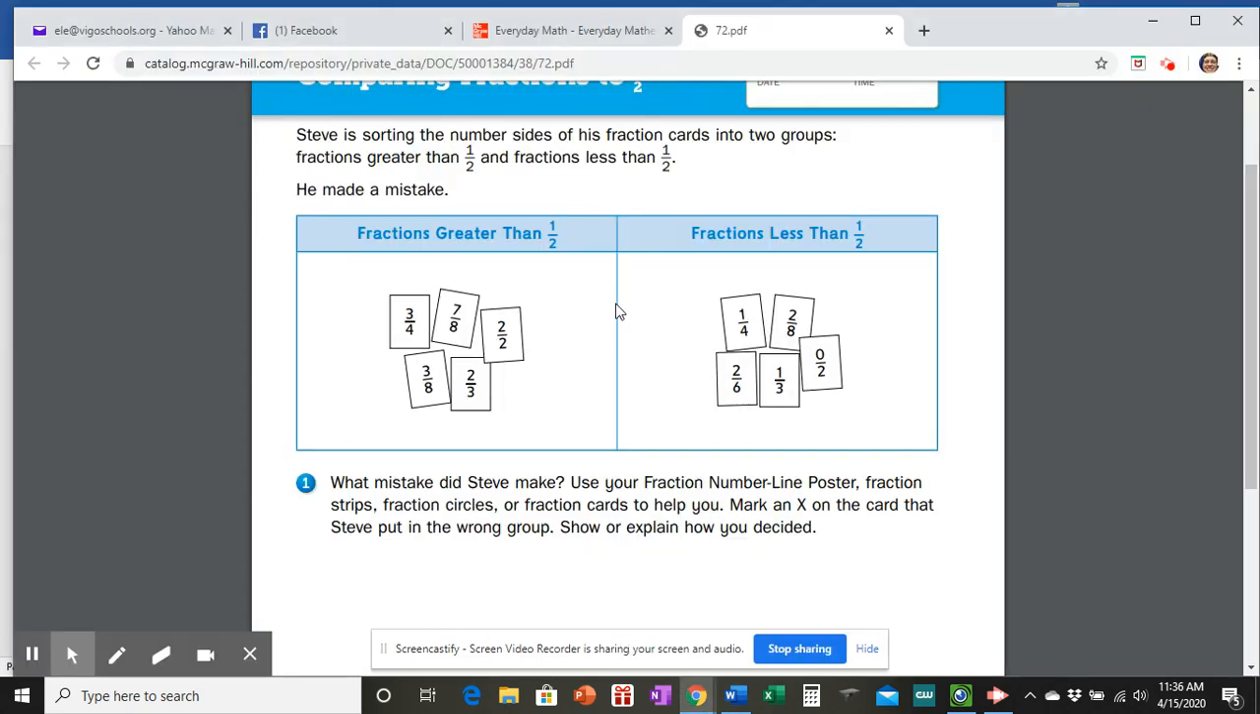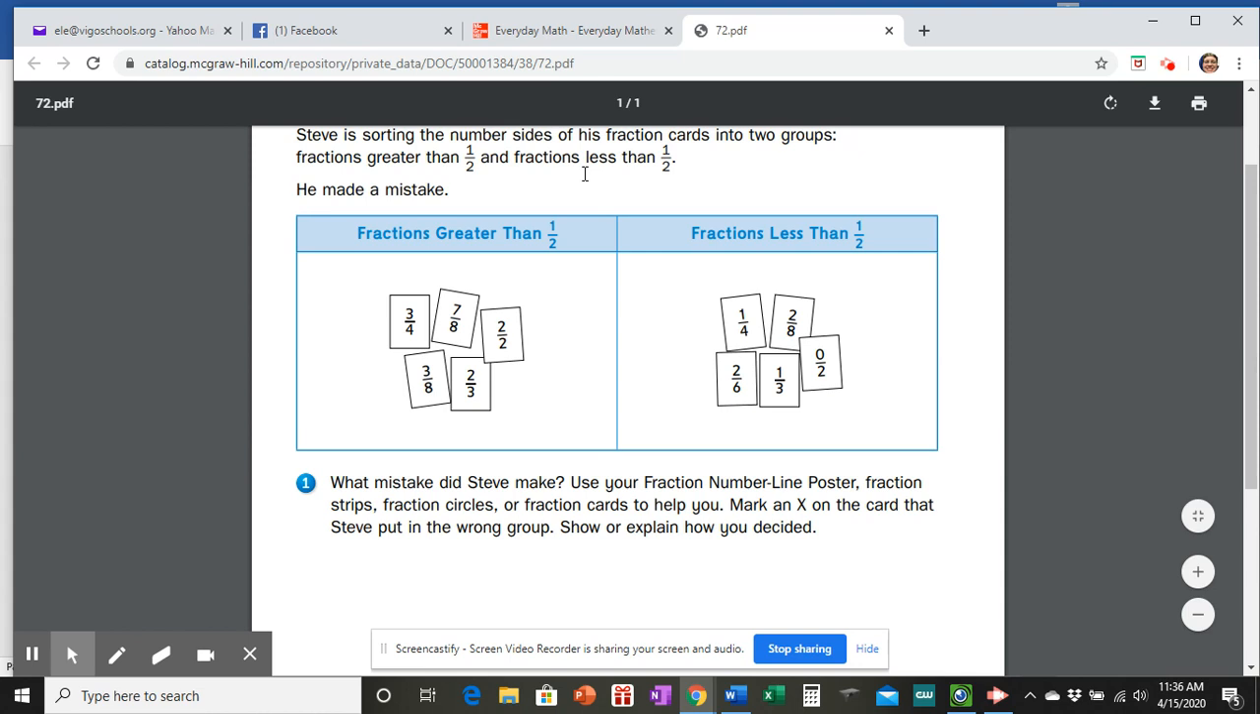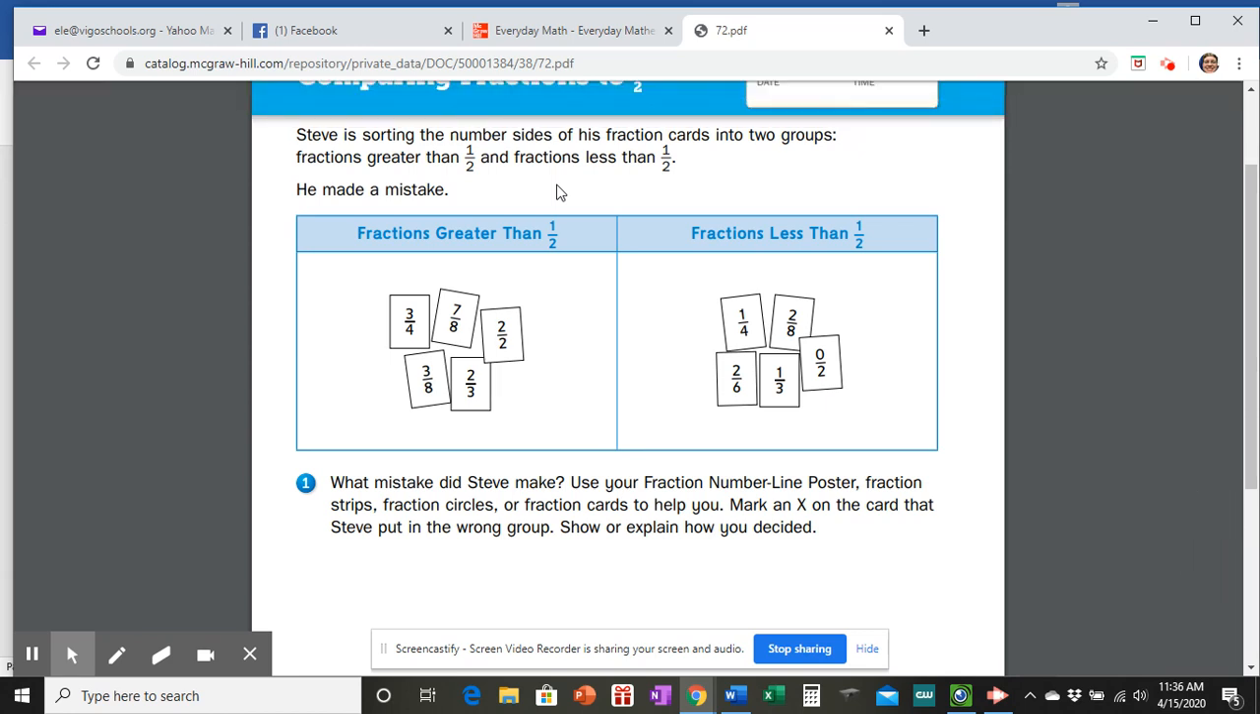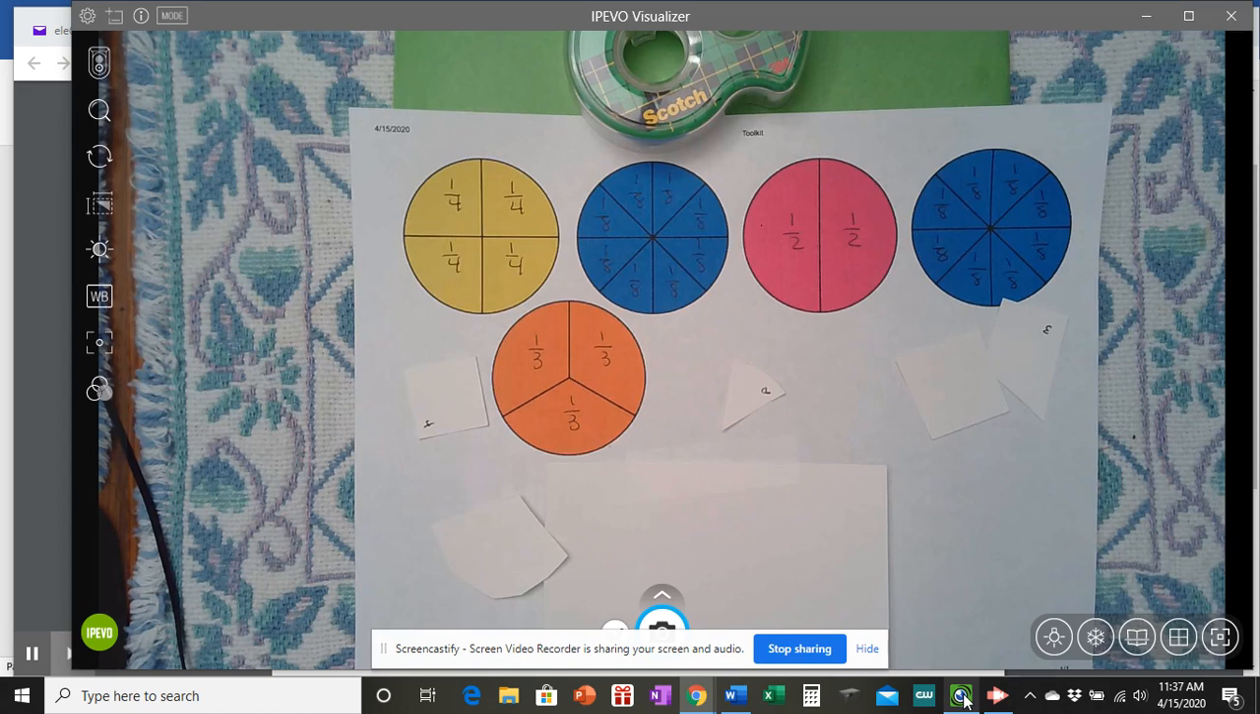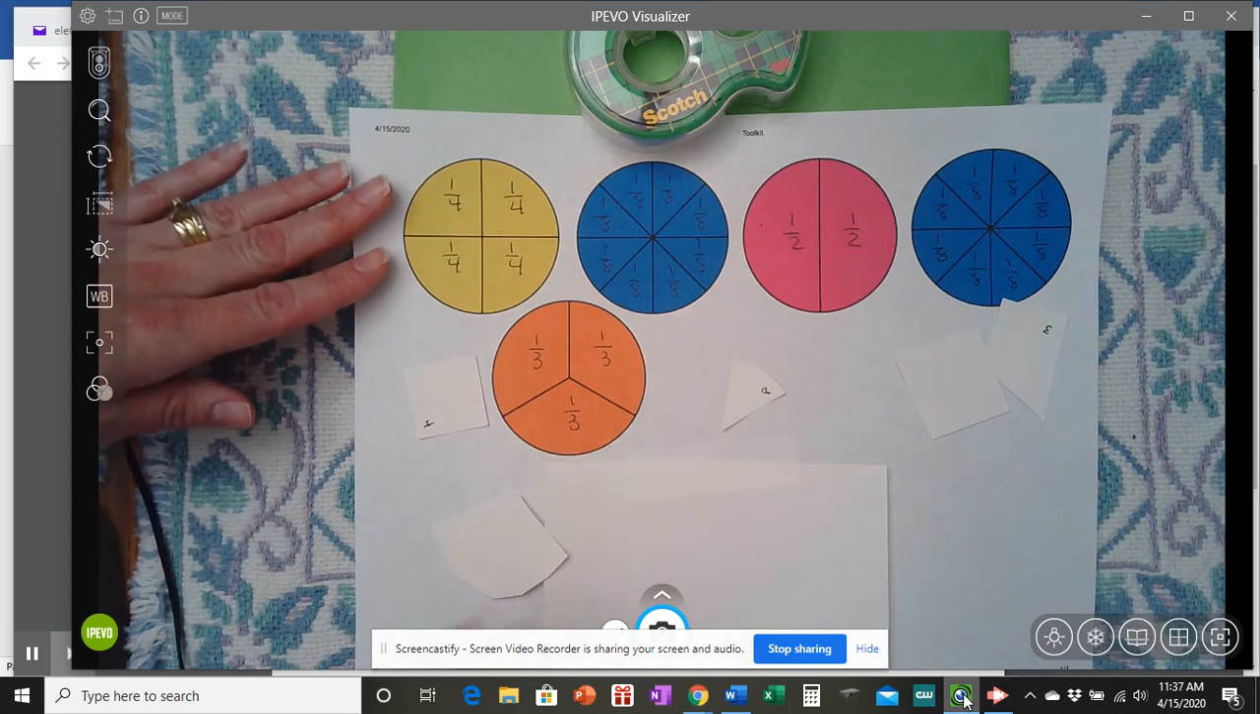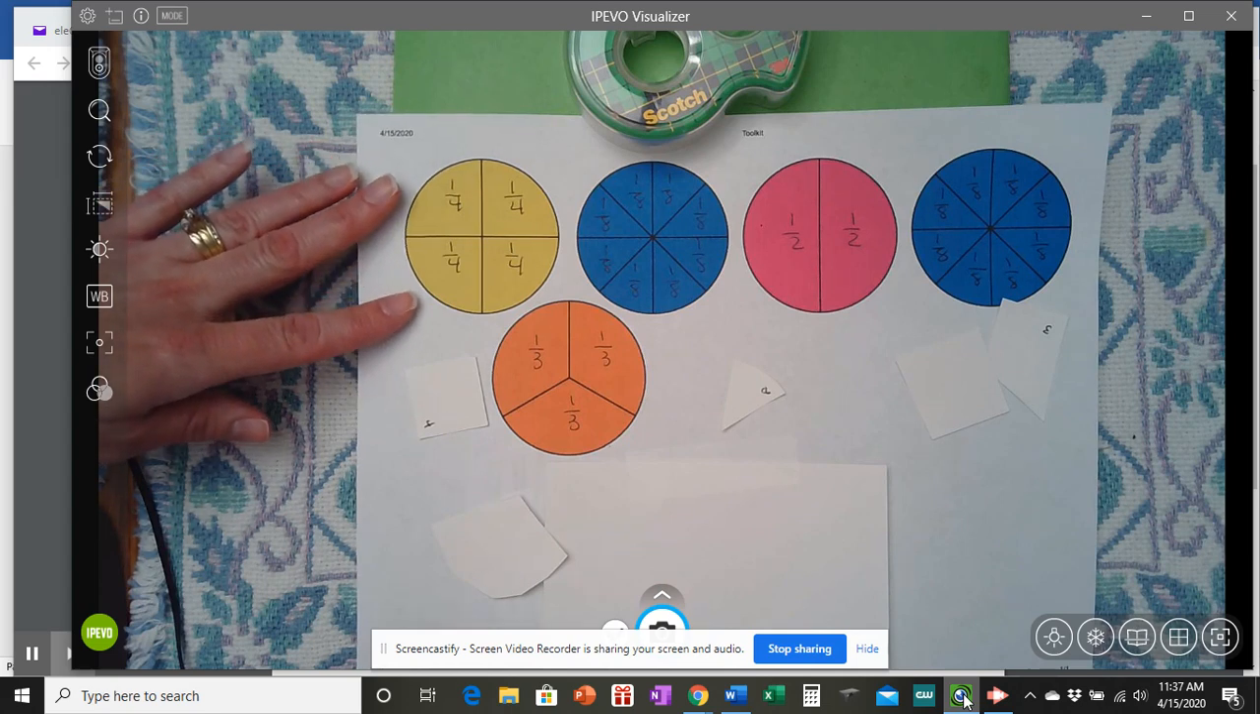So our math page says Steve is sorting the number sides of his fraction cards into two groups, fractions greater than 1/2 and fractions less than 1/2. He made a mistake. Here's the fractions that are greater than 1/2. Here's the fractions that are less than 1/2. So we're going to put an X on the card that Steve put in the wrong group and show or explain how you decided. So I've printed out our fraction circles, and they should look very familiar to you because we have used them in the classroom.